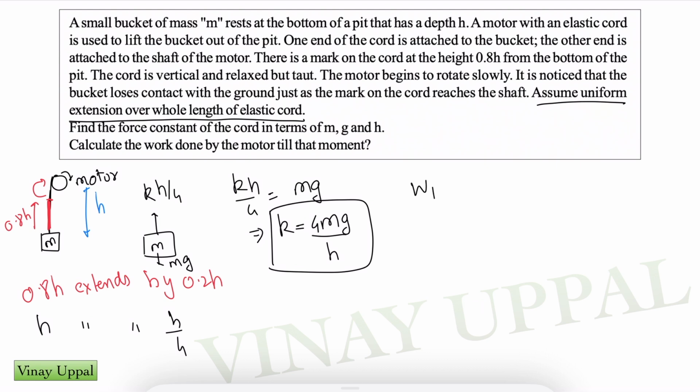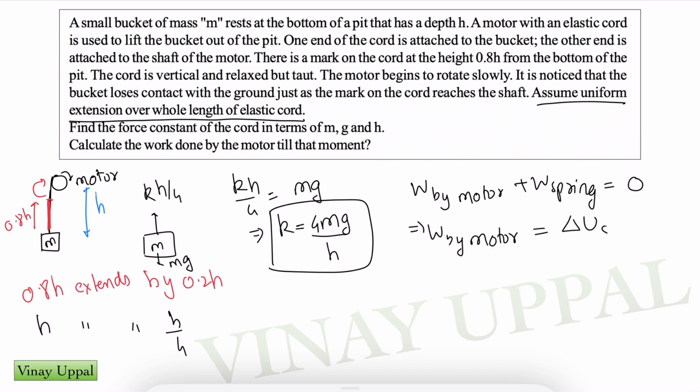Now I can just say that the work done by the motor plus work done by the spring should be change in kinetic energy, which should be 0. Till that point the block has not actually lifted off. So work done by the motor is simply negative of the work done by the spring, which is nothing but the change in energy of the spring. That was the definition of potential energy.